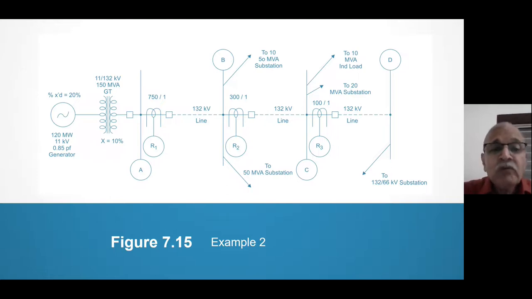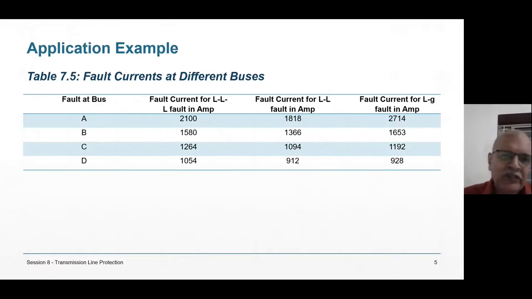But now we have to calculate the relay settings for ground relays R1, R2 and R3. That is going to be the difference. So how to calculate? Therefore, I have given the fault currents for LLL fault also, LL fault also, LG fault also. But we are going to consider only the LG fault because we are calculating the TMS for the ground relays. So please keep that in mind.